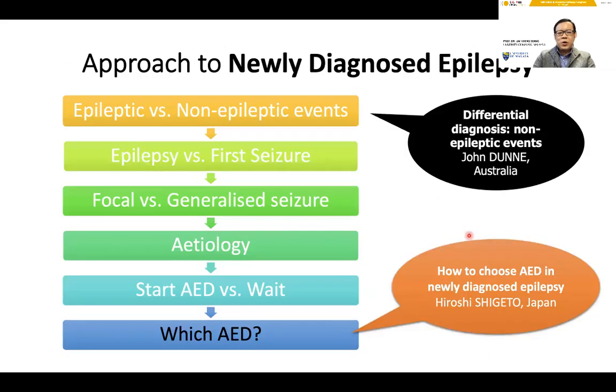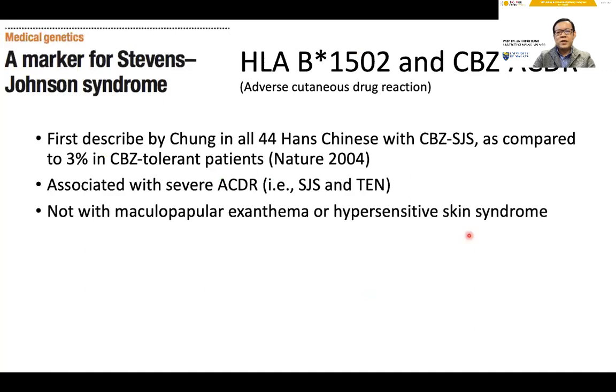The last point will be on which AED to choose. Although I know that this topic will be covered by Hiroshi in his next lecture, I will talk a little bit on HLA-B1502, which is common in South China and Taiwan, as well as in Southeast Asia, and not that common in Japan. HLA-B1502 and carbamazepine-related Stevens-Johnson syndrome was reported by Dr. Chung from Taiwan in 2004 in Nature. He found that all the patients with carbamazepine-related Stevens-Johnson had the positive HLA-B1502 allele.